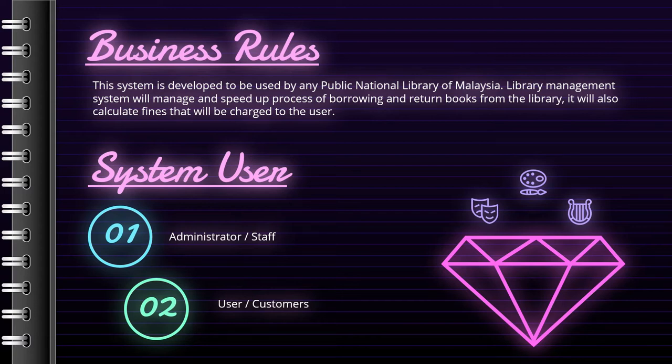The business rule. This system is developed to be used by any public national library of Malaysia. The library management system will manage and speed up the process of borrowing and returning books from the library. It will also calculate fines that will be charged to the user. The users of the system consist of two persons, which are an administrator or staff, and also the user or the customer.